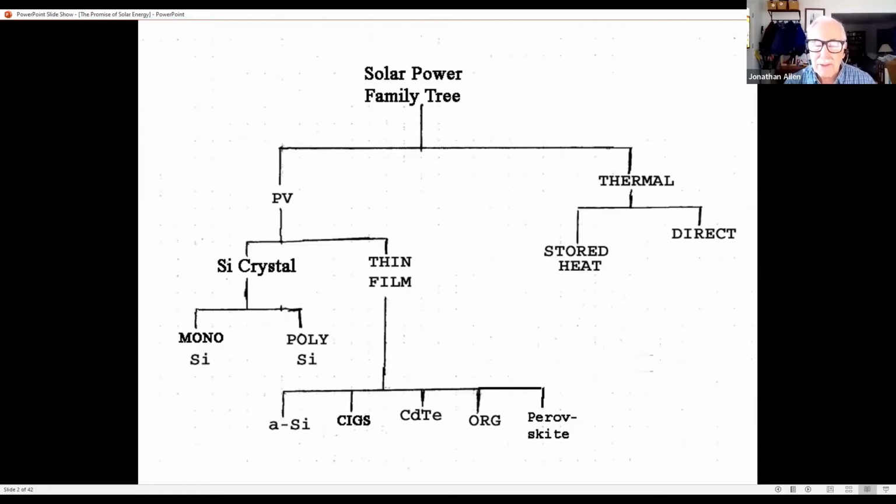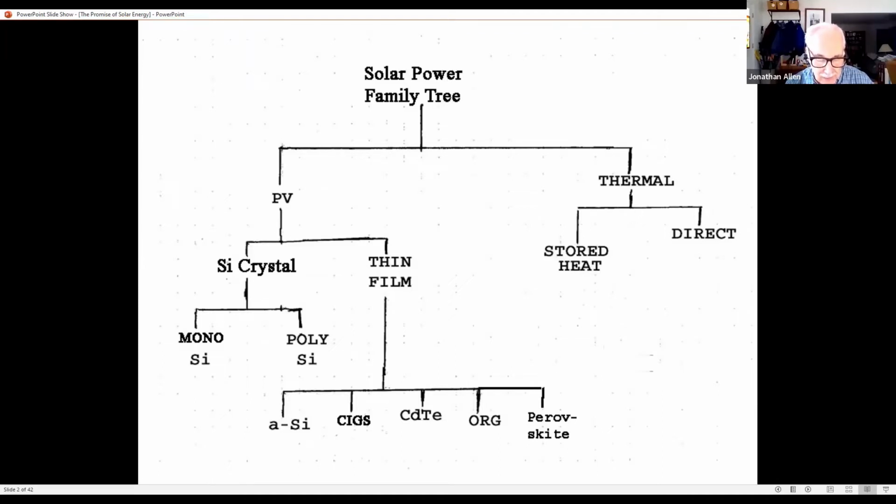On the right side, we have solar thermal, which can be either direct or stored heat. We're thinking here of systems that concentrate sunlight to produce high enough temperatures to run a Rankine or steam cycle, either reciprocating or turbine, which can then either do work directly, such as pumping water, or spin an electric generator. If the system can store enough heat, it can even continue to generate throughout the night.